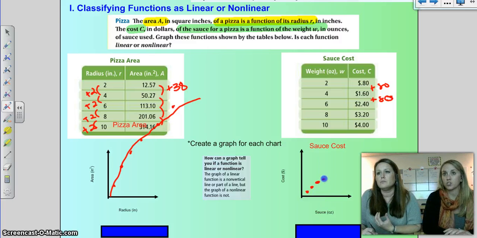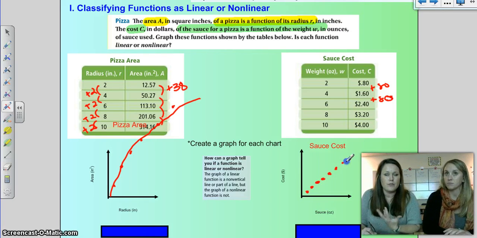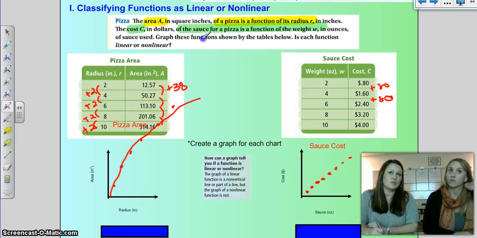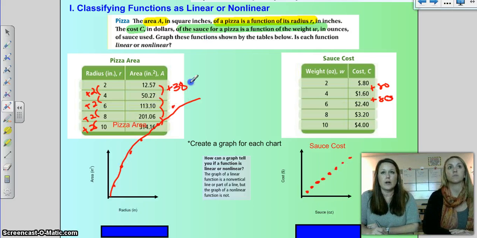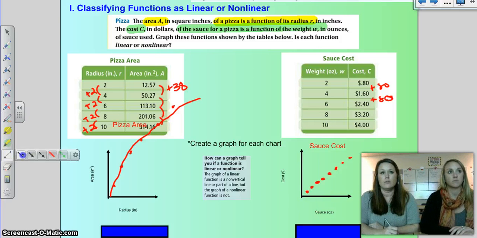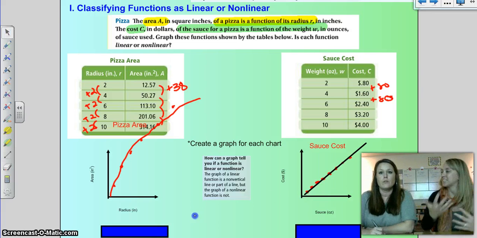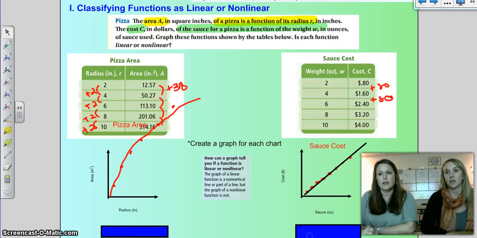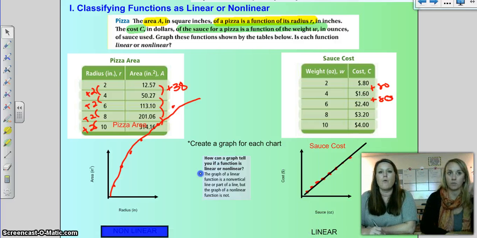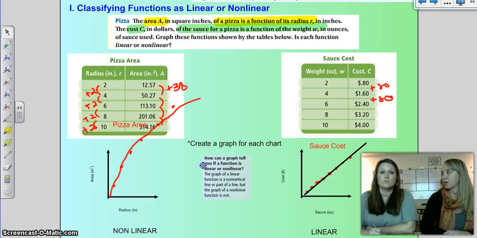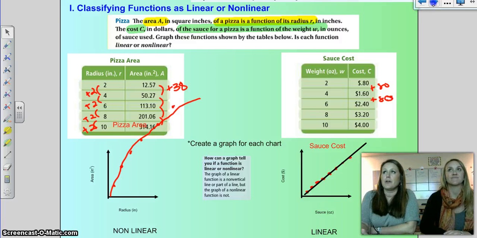So then it should just be in a direct line, correct? Yeah. If you add the same amount each time, here we were adding way more every time. Here, I'm consistently going the same amount. So this could have a line that fits it. So which one's linear? The sauce is linear. And nonlinear would be the arc. There you go. Sorry I made that hard.